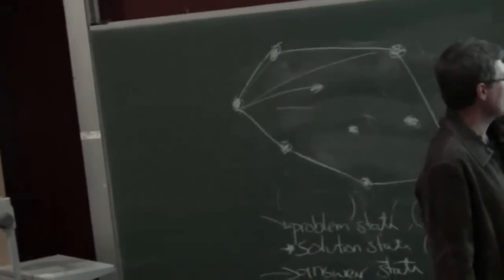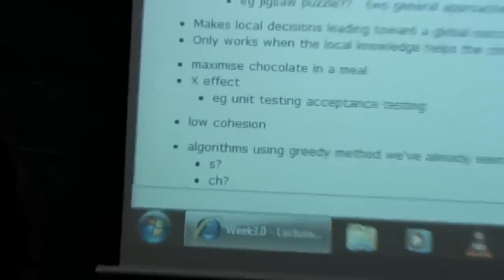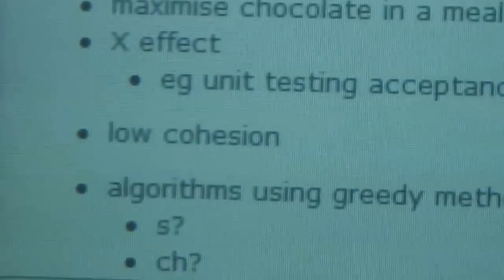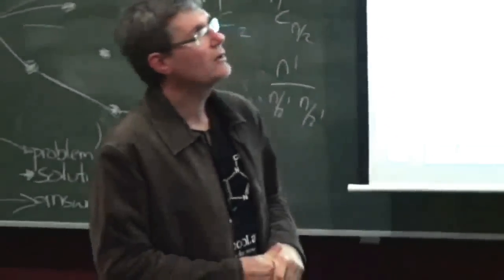Okay. The multiplication effect versus addition effect, we talked about that. Unit testing, we talked about that. Lower cohesion, we talked about that. Algorithms using the greedy method, we've already seen. Sorting, which sorting algorithms that use greedy method? Bucket sort. What's that? Bucket sort.